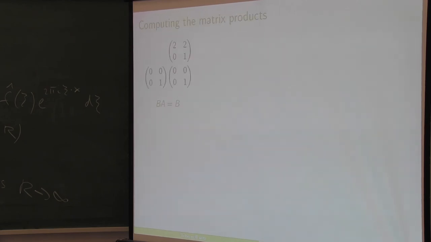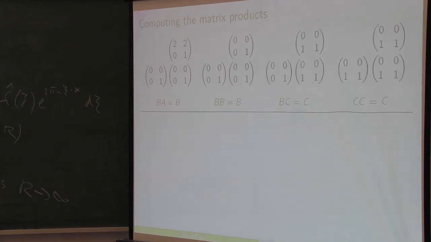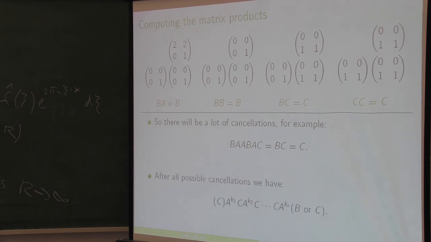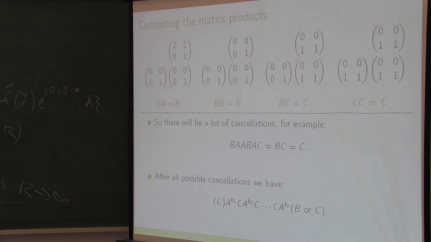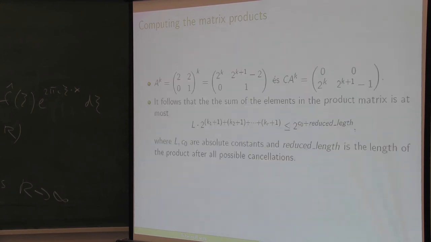If you take the product of B and A, you get B, which in another language means that B can eat A if it's in front of him. And then there are three further rules. And at this point, you will just have a random sequence of letters with certain rules. And if you do all the cancellations, you get something like this. And this product can actually be computed.